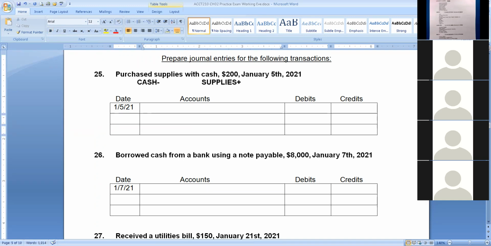And again, with the journal entry thing, if you get one side of it, you know what the other side is. So cash, an asset, going down by 200.